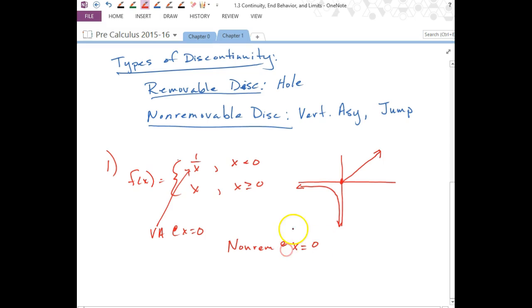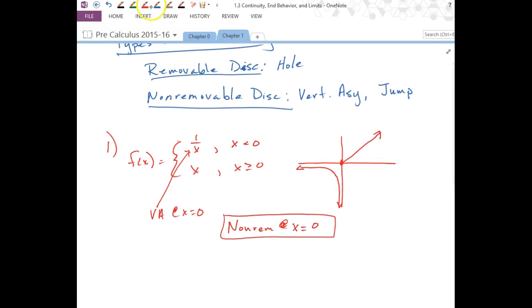That's supposed to be an at sign. There we go. Okay, so that's the kind of answer I'm going to be looking for. I'm going to be looking for, is it removable or non-removable, and at what x values? Yes, that's an at sign. I had a little trouble drawing it. Okay, let's do another one. Let's make sure we're super clear on all this.